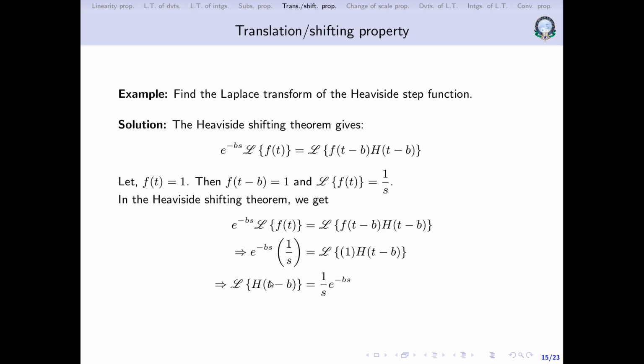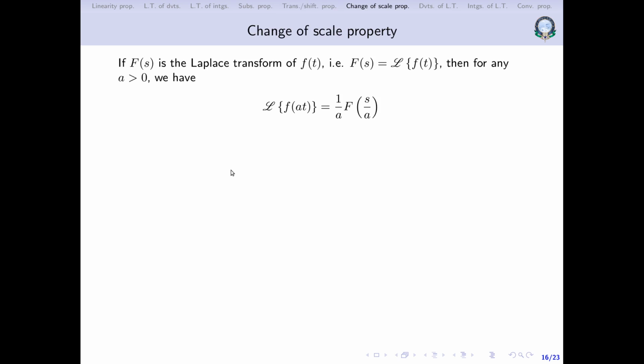What about the Laplace transform of h of t, where b is equal to 0? In that case, it is 1 by s e to the power minus 0, which is 1. So it will be simply 1 by s. The Laplace transform of the Heaviside h of t alone is 1 by s. If h has a shift, h of t minus b, then it will be 1 by s e to the power minus bs. So that's one application: you can use the translation or shifting property to find the Laplace transform of the Heaviside step function. Next we have the change of scale property.